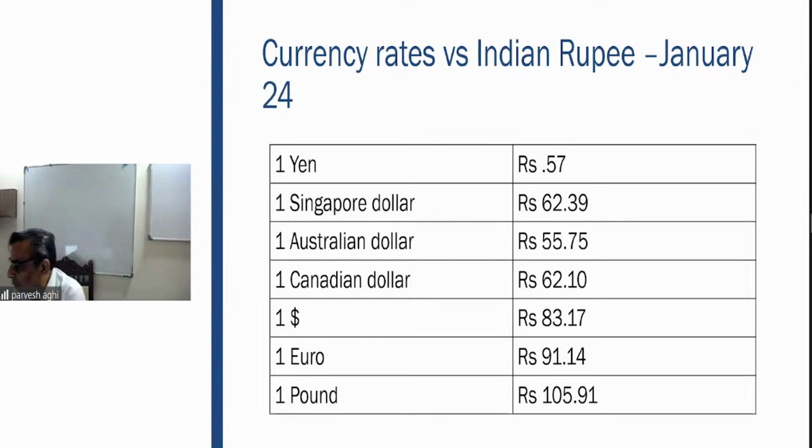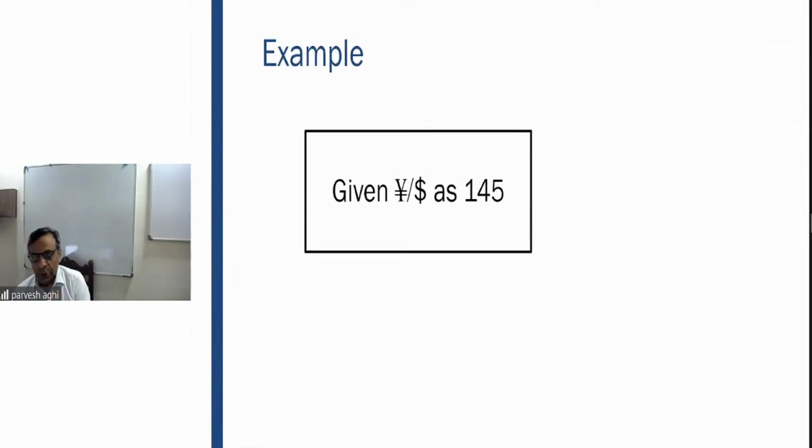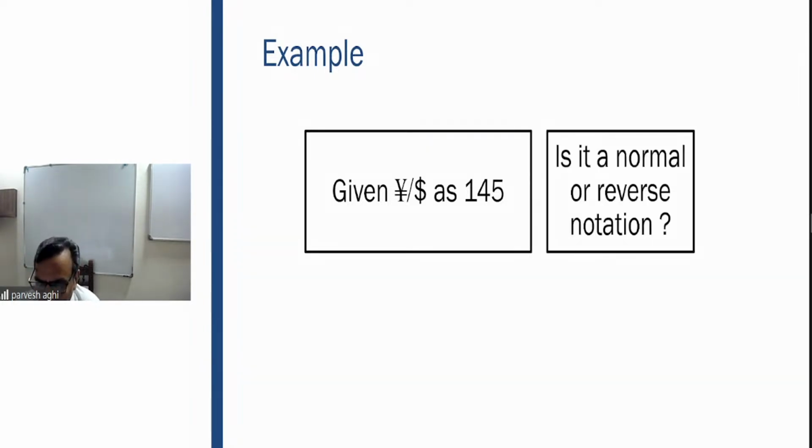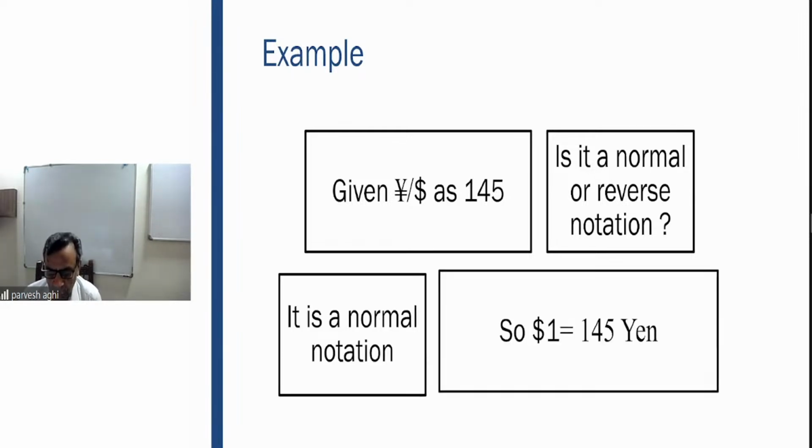Okay. So now we will do some questions so that you will be able to understand. Let's understand this. Now, this is the quote which is given to you. Given that the yen oblique dollar is 145, is it a normal or a reverse quotation? So let me answer this question. It's a normal quotation because we know that $1 is 145 yen. You know the price of a rupee: $1 is close to about 83, and the yen is just 50 paisa, 60 paisa. So in $1, you will get more yen, isn't it? 145. So this is absolutely a normal quotation.